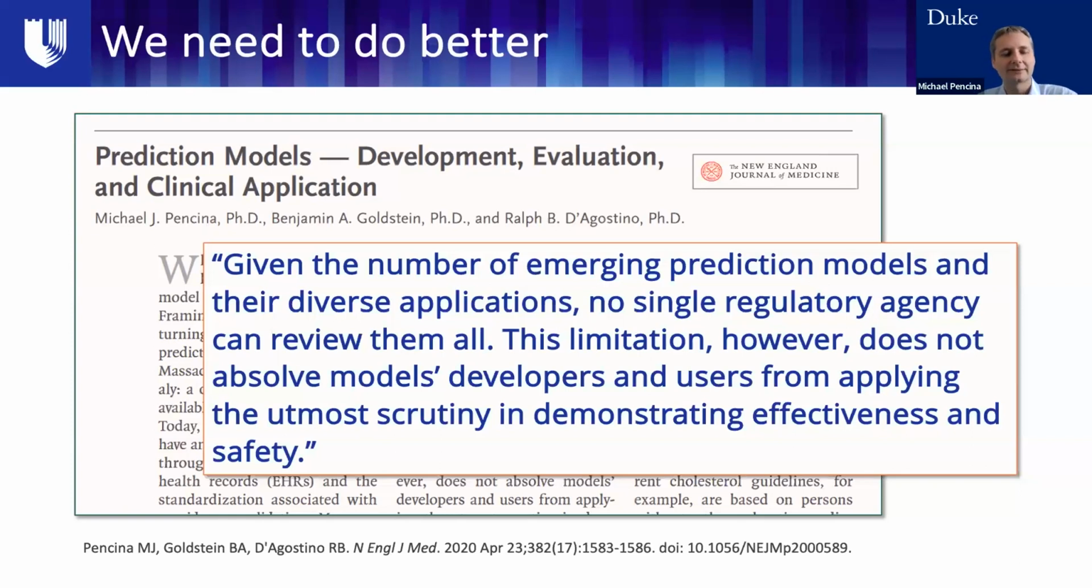But the other comment that we put in that paper was that no single regulatory agency can review all the algorithms that will be developed, right? So we do need the right infrastructure, policies, but also the implementation of it for it to happen. And it cannot rely just on the government, right? It truly needs to be in a public partnership manner. Next slide, please.